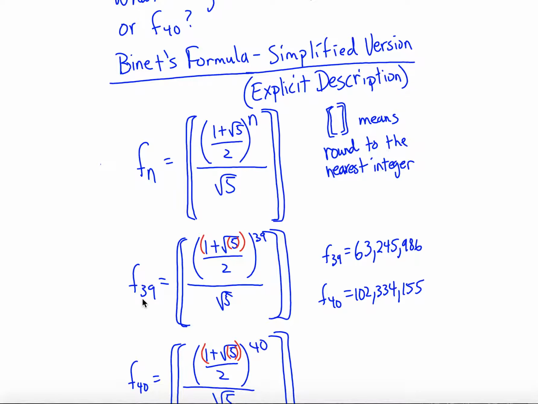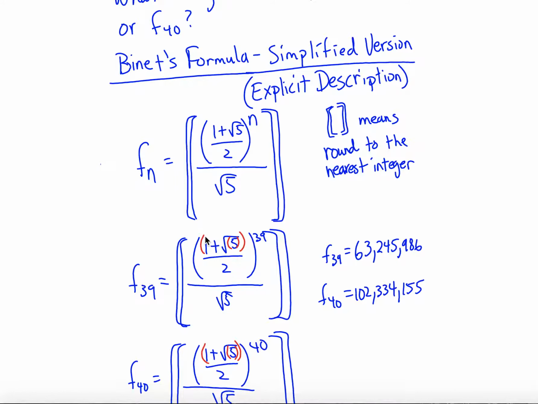So if I want the 39th Fibonacci term, we haven't found it yet. We can find it this way. The 39th would go here, that's your n. 1 plus the square root of 5 divided by 2, over the square root of 5.